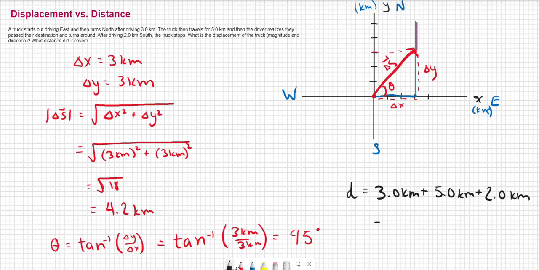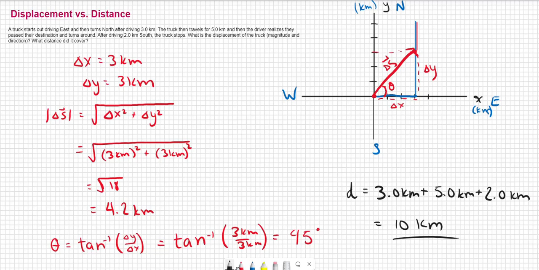So we're just adding these together. That's 5, 6, 7, 8, 9, 10. So that's 10 kilometers as your distance. So distance is a little bit easier to find. And again, the direction doesn't matter. So you're just adding up the actual distance that you drove.